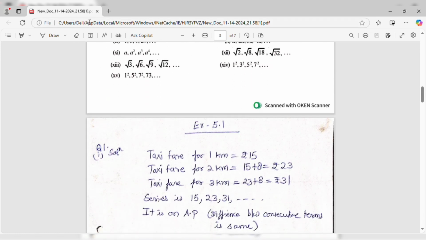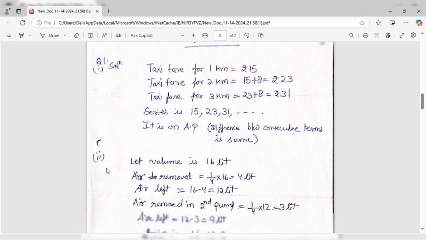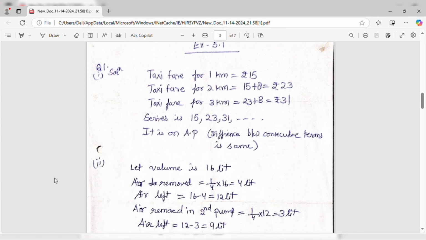In this, the taxi fare for the first kilometer would be 15 rupees, and when we are calculating for 2 kilometers it would be rupees 23. For 3 kilometers it would be rupees 31. So the series formed is 15, 23, 31, and we can see the difference between the consecutive terms is equal, so it is an AP.